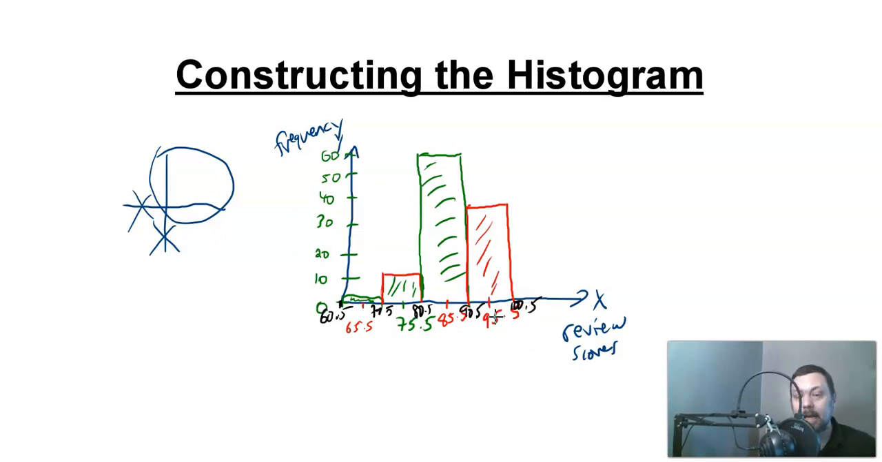And you could do that instead. You don't need to do both. I don't have to do the boundaries and the midpoints. Just one or the other is fine. I just wanted to show you both of them in this example. All right. So hopefully that gives you a good idea of how to construct a histogram from a frequency distribution.